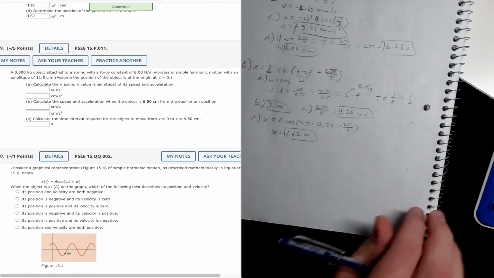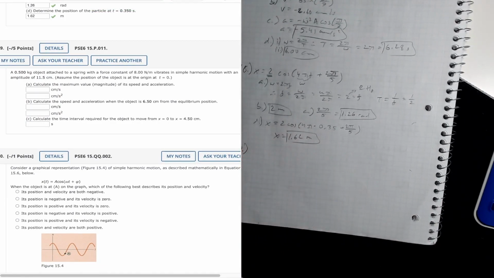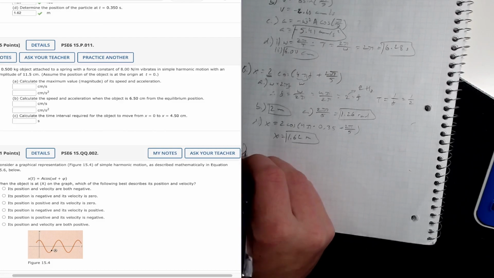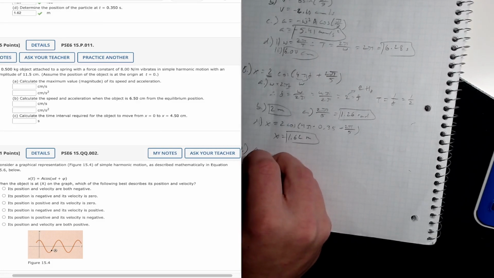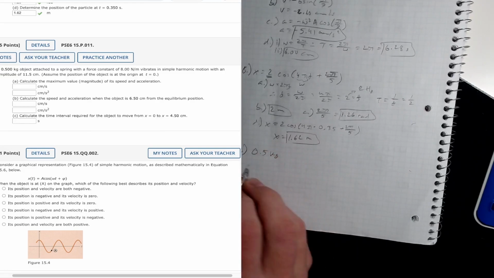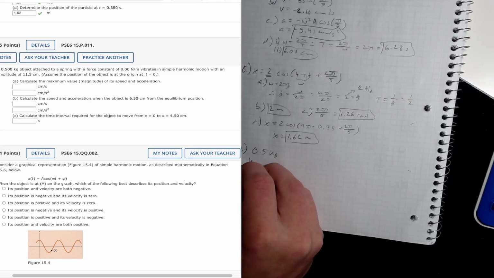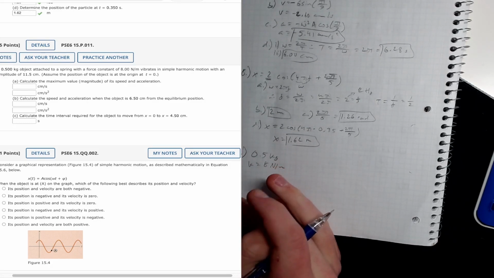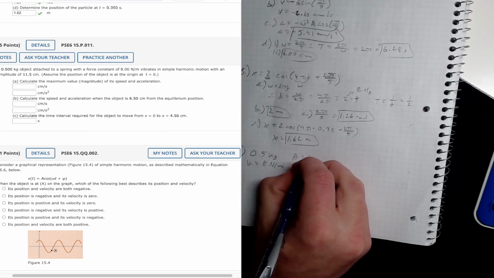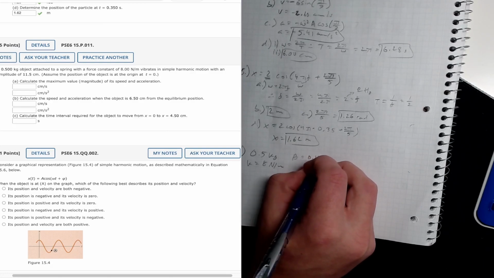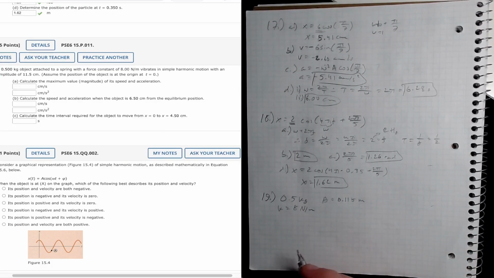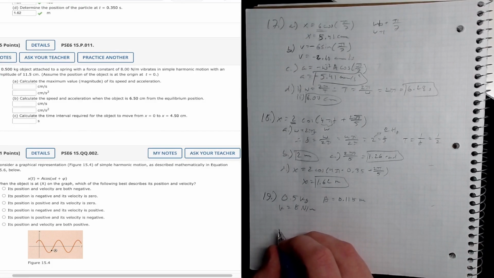So now quickly, guys, we're zooming past these. Problem number 19. Alright, so a 0.5 kilogram object attached to a spring with a force constant of K equals 8 newtons per meter vibrates in simple harmonic motion with an amplitude of 11.5 centimeters. At the origin at t equals 0. So that would be a sine function basically. Calculate the maximum value of its speed and acceleration.